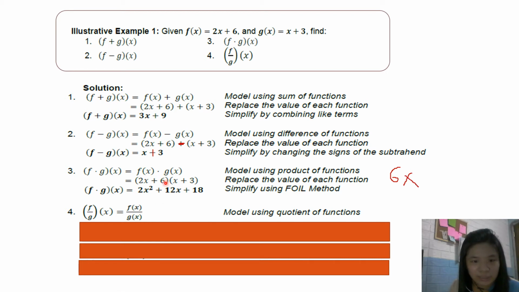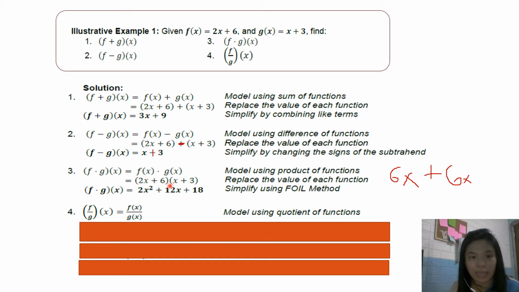Next, 6 times x, we have positive 6x. So, positive 6x. So, ma'am, bakit po dito pwede nating i-combine yung unlike terms? So, applicable lang yung combination ng like terms sa addition and subtraction.